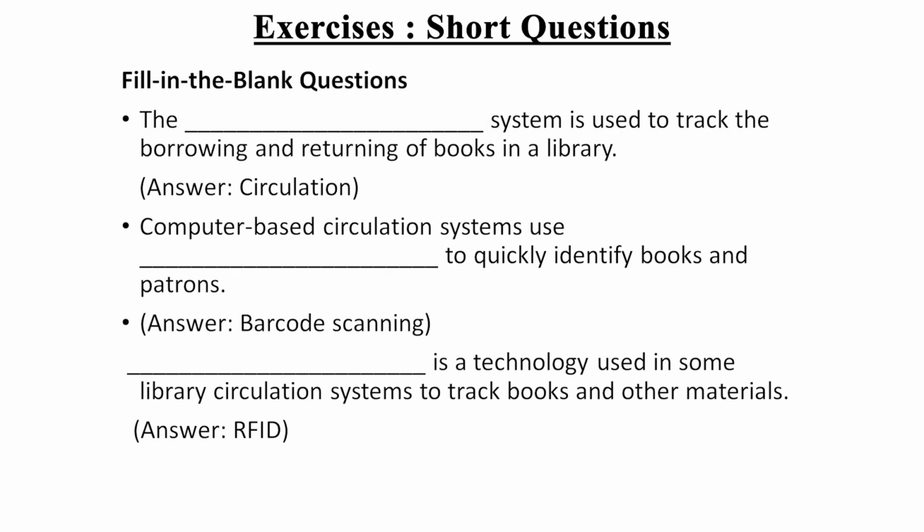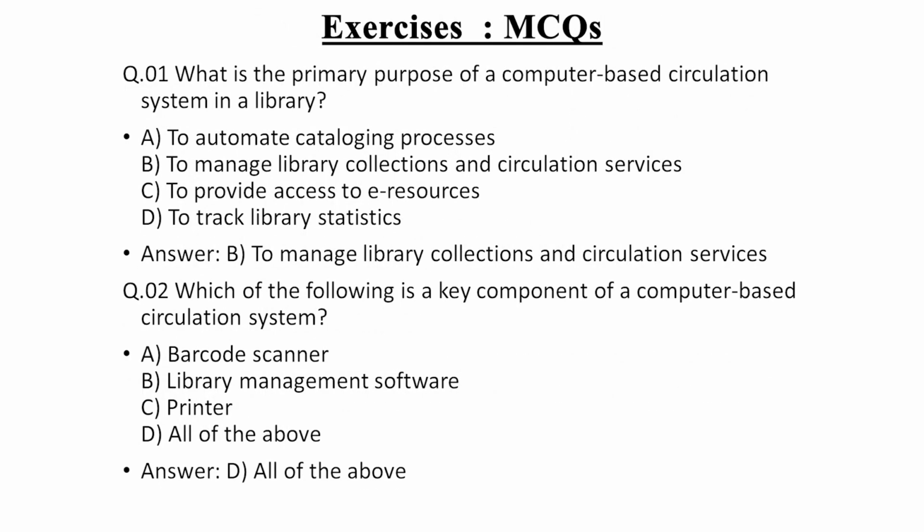Fill in the blanks. The circulation system is used to track the borrowing and returning of the books in a library. Computer-based circulation systems use barcodes to identify the books. RFID is a technology used in some library circulation systems to track the records. Then I have given some MCQs.